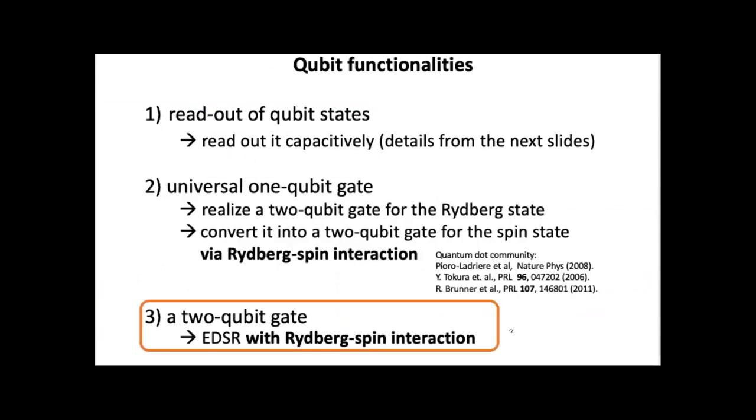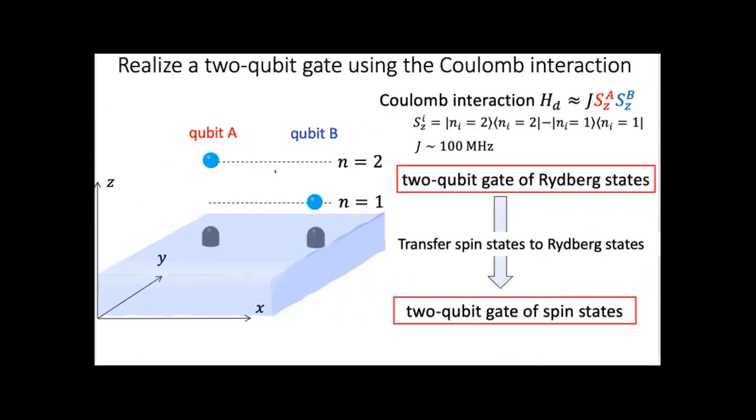Okay, let me show you about the 2-qubit gate. First I would like to talk about the 2-qubit gate of the Rydberg state, not the spin state yet. For the 2-qubit gate of the Rydberg state, we like to use the Coulomb interaction.